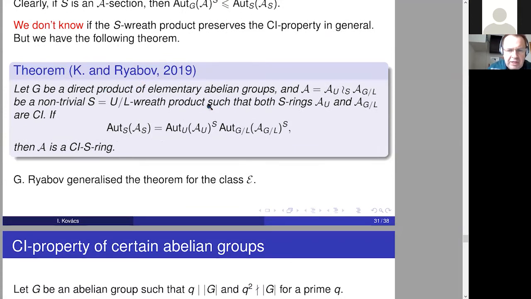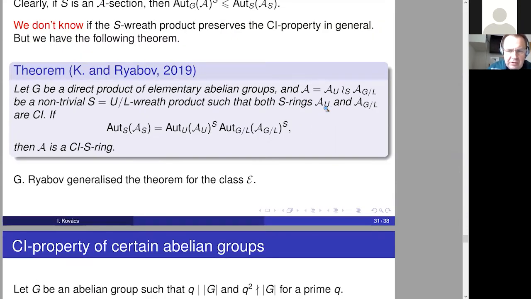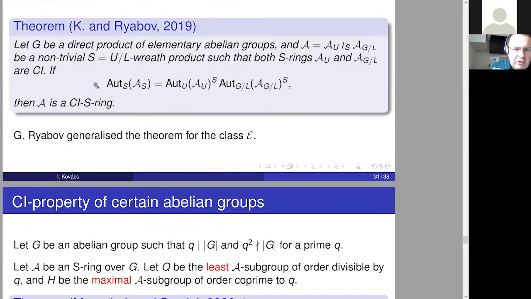And we proved that if you have a group which is a direct product of elementary abelian groups, and A is a generalized wreath product, an S-ring, such that if you consider the induced S-ring on U and the induced S-ring on G by L, then the automorphisms which preserve the induced S-rings, this group can be written as a product of these two, then A is a CI S-ring. So that was the proof for when G is a direct product of elementary abelian groups.